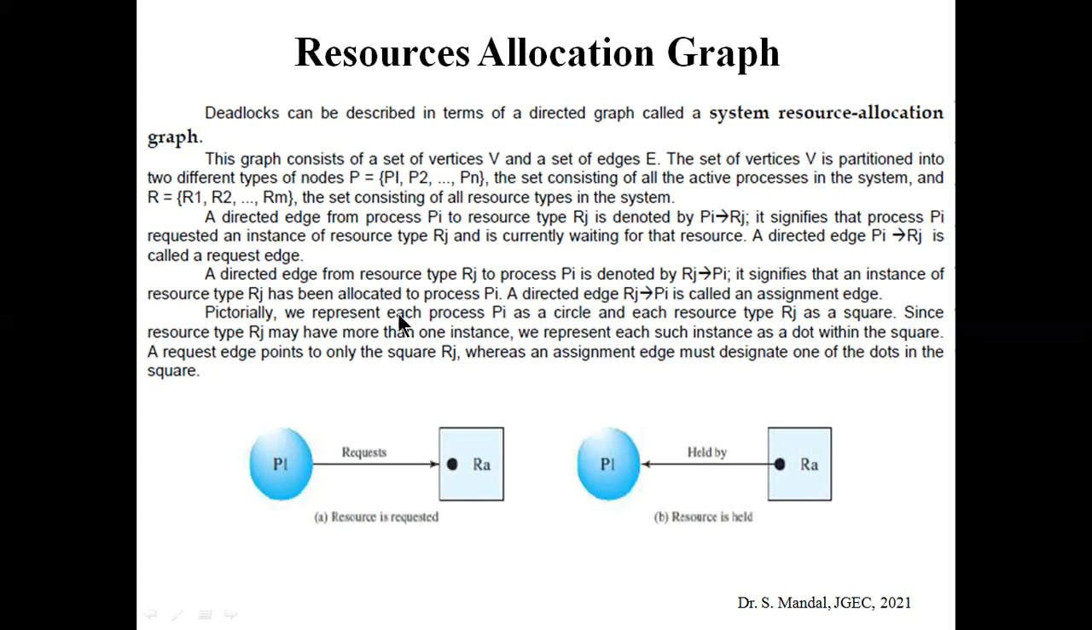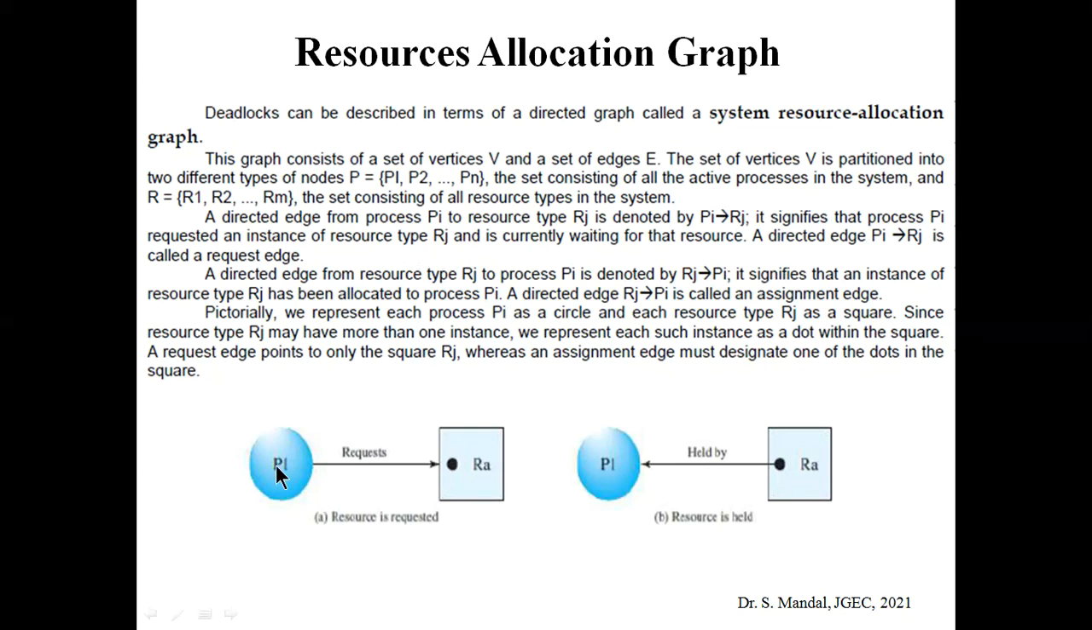Now, directed edges. In the case of a resource allocation graph, the edges obviously have direction. Based on the direction, we can classify these edges into two types. One is request edges, another is held edges, or allocated edges. So a directed edge from Pi to resource Rj is denoted by Pi to Rj, and it signifies that process Pi requested an instance of resource type Rj and is currently waiting for that resource.